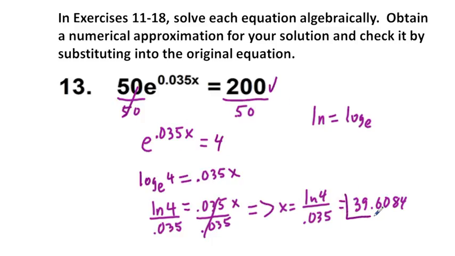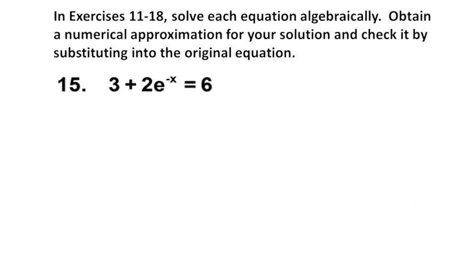We know that our value for x is very close to 39.6084. Next, under problem 15, we have 3 plus 2e to the negative x equals 6. And for this, we're going to subtract 3 from both sides of the equation as an initial step. So we have 2e to the negative x is equal to 6 minus 3, which is 3.